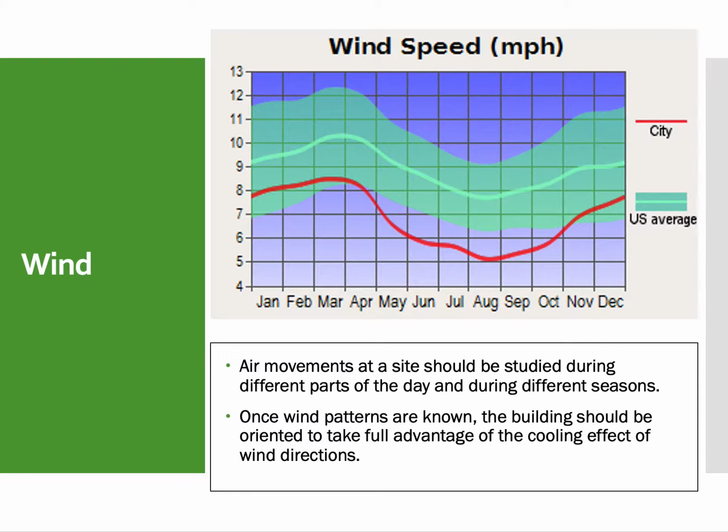Okay, so wind. Wind is something we have to consider. Air movements at a site should be studied during different parts of the day and during different seasons if possible. The good news is you don't necessarily have to do that. That data should be attainable. Once the wind patterns are known, the building should be oriented to take full advantage of the cooling effect of wind directions or oriented to avoid cold winter winds.